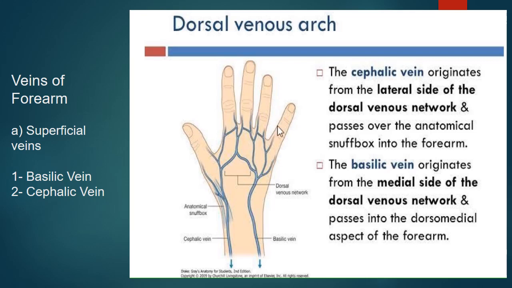This is the dorsum of hand. We have the dorsal venous network on the hand. We'll talk about this network in detail later on. For now, just remember there is a dorsal venous network on the dorsum of our hand. From the lateral side of this venous network, there arises a vein which is termed the cephalic vein. It passes over the anatomical snuff box like this. Then it proceeds along the lateral border of the wrist and anterolateral surface of the proximal forearm.